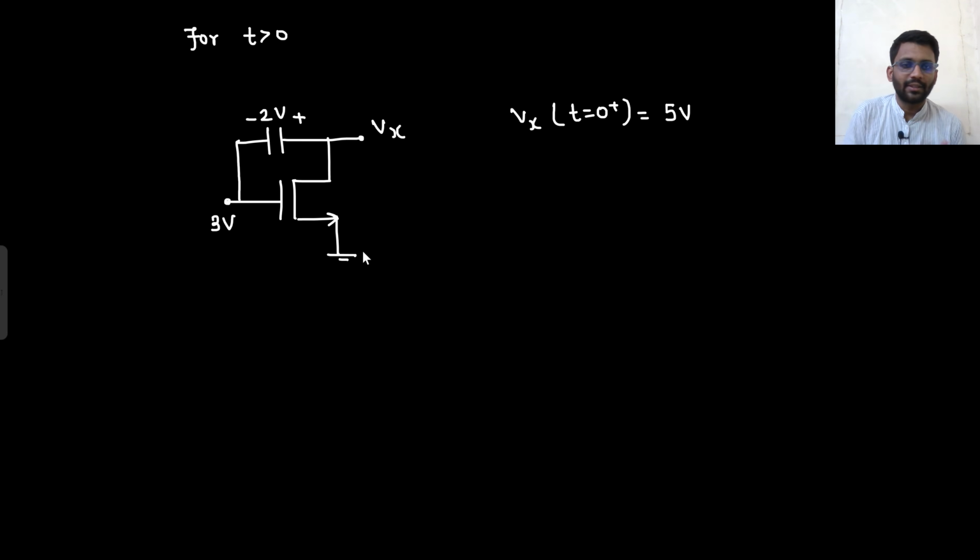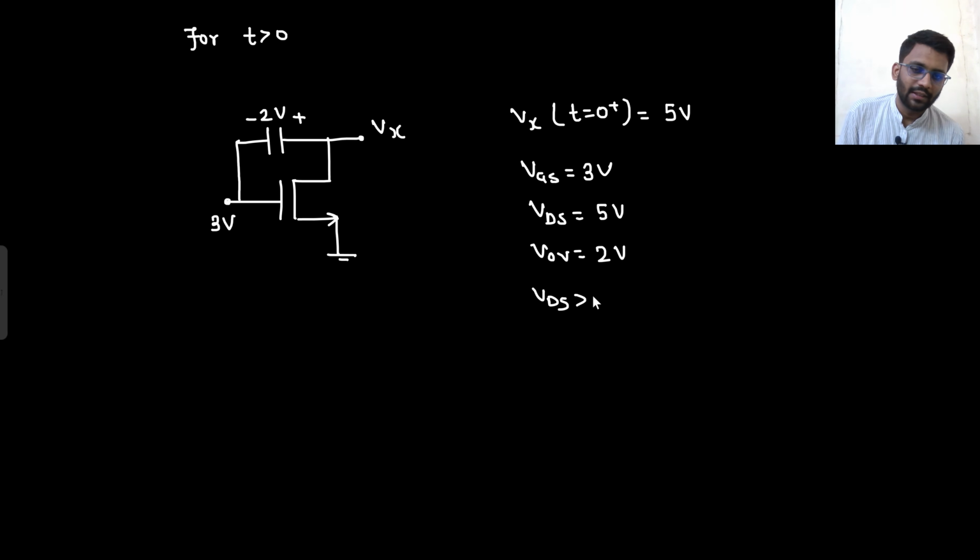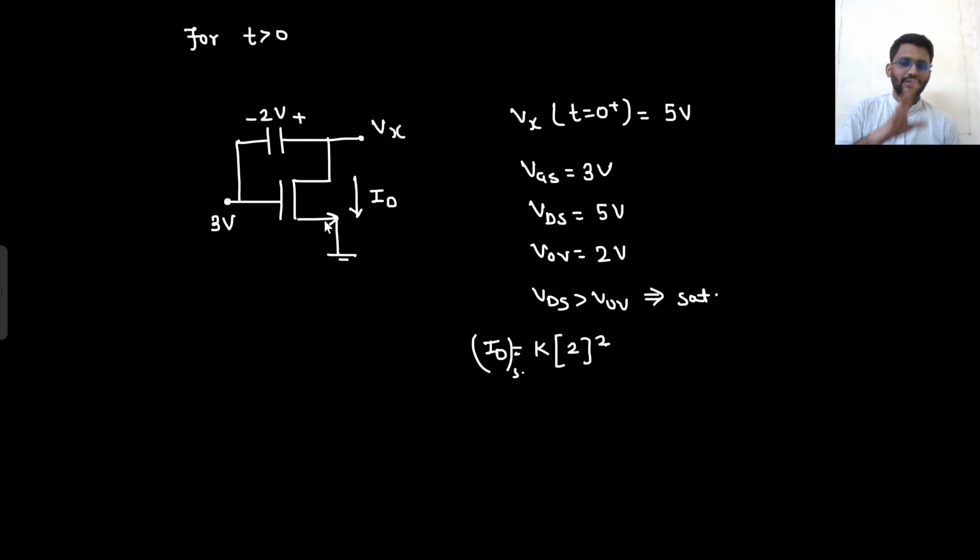And now what is happening? Since this is 3 volt here and Vx potential is 5 volt, what is your VGS? VGS is 3 volt. What is your VDS? VDS is 5 volt. What is V overdrive? V overdrive is VGS minus VT, that would be 2 volt. So here VDS is greater than V overdrive, saturation region. So there will be a constant current here, that is this ID current, and that ID current would be some K into, in saturation region, VGS minus VT, 2 square. So there will be some constant ID current.